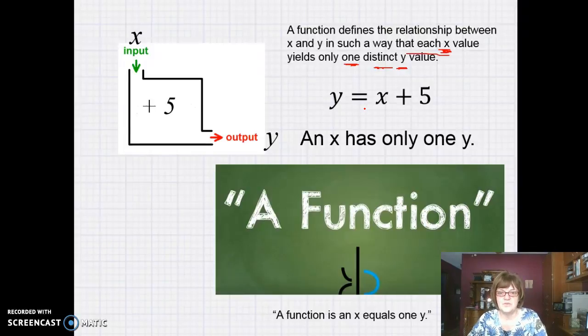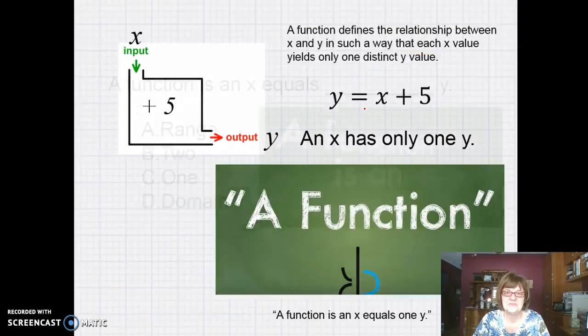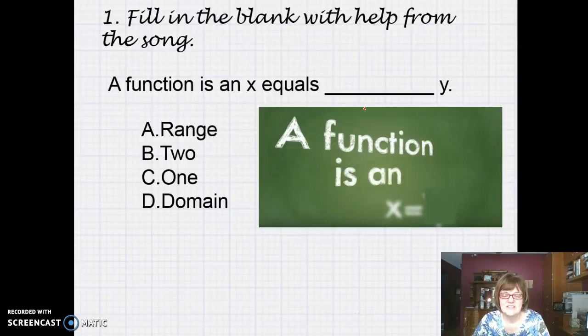Oh, I almost forgot to tell you. Pay close attention. You have a question to answer in a second. Okay. A function is an x equals, y. What is it?